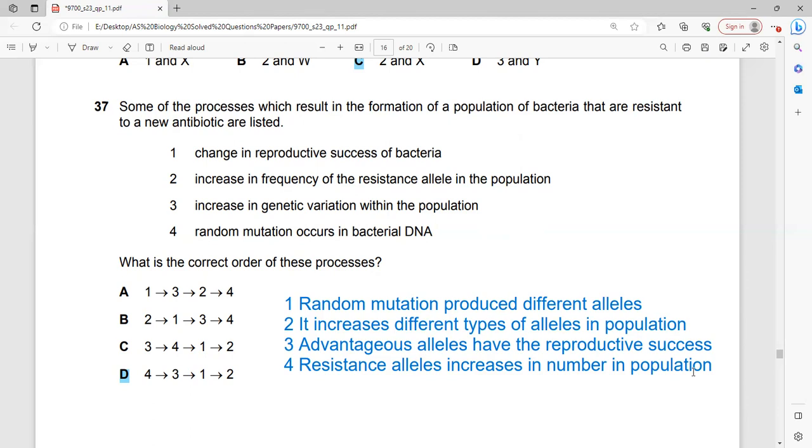So that's why the sequence we're going to follow will be: first is 4, a random mutation, and then the increase in genetic diversity, and then number 1, change in reproductive success of the bacteria, meaning it can reproduce more. And number 2, the increase in frequency of resistance allele. So D is our correct option here.